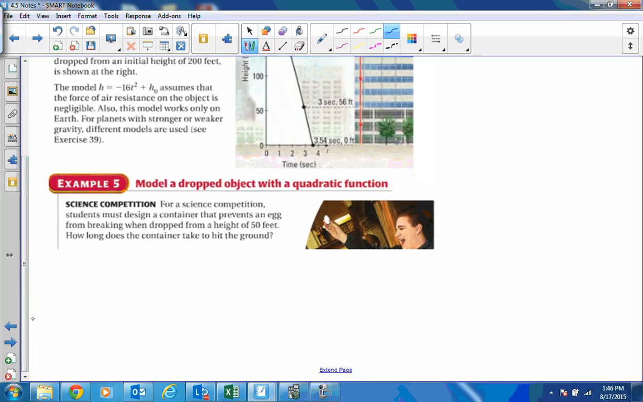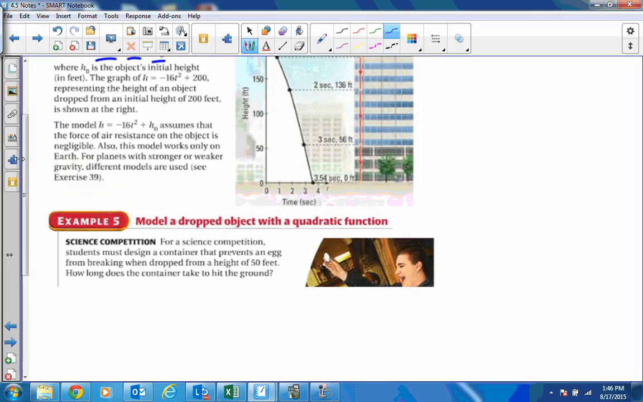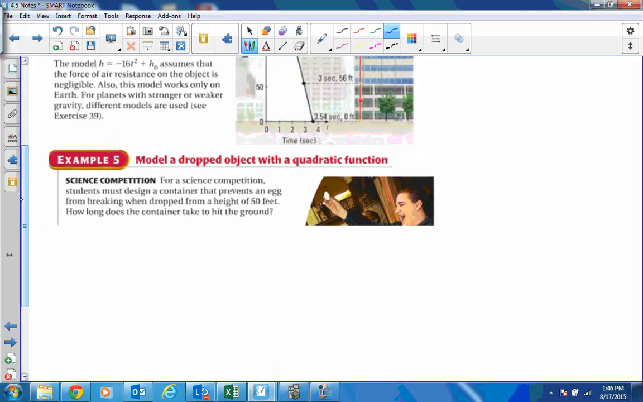It says, for a science competition, students must design a container that prevents an egg from breaking when dropped from a height of 50 feet. How long does it take the container to hit the ground? So we're trying to find time, because it says how long. The final height is 0, because it's hitting the ground. So negative 16 t squared plus h0, where h0 is the initial height. Okay, so the initial height in this case is 50 feet.